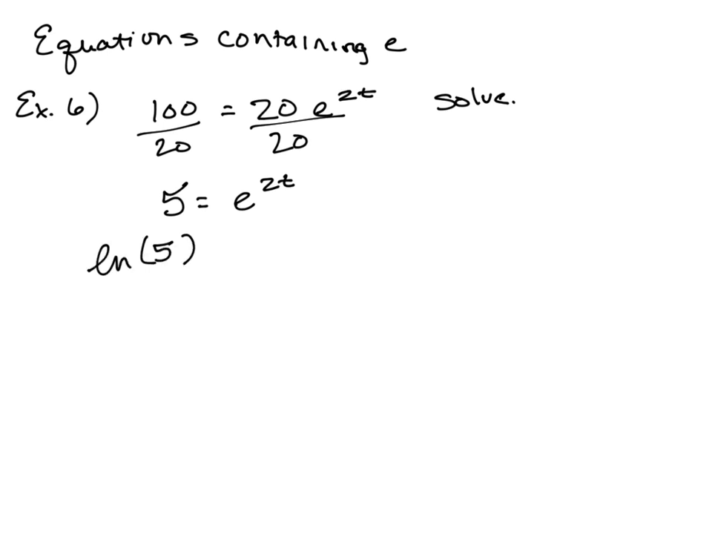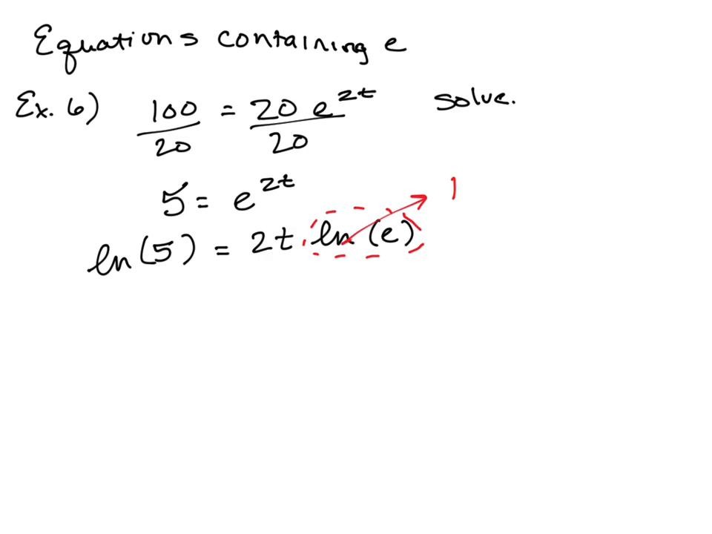Natural log of 5 equals 2t natural log e. I went ahead and swung that power down. Y'all following what I'm saying there? But what is the natural log of e? What is this piece right here? Leo says that's equal to 1. Why? Anybody can tell me why natural log of e is 1? Because the base is e.